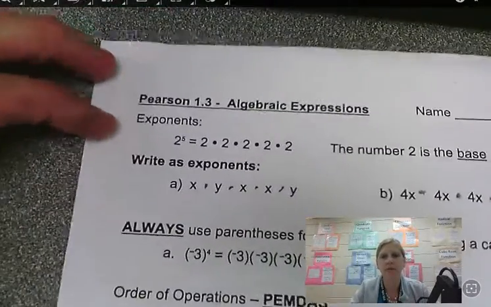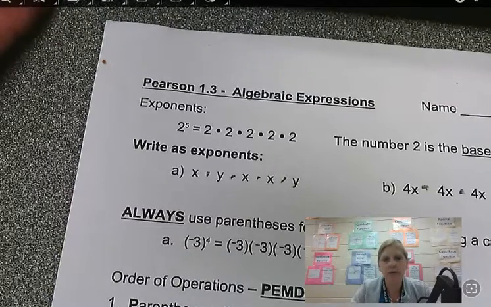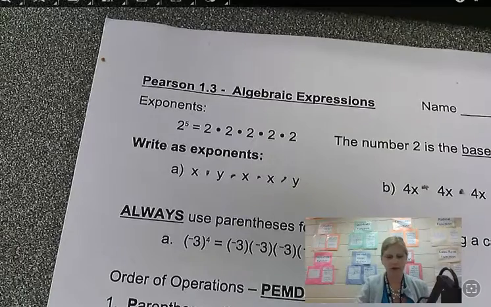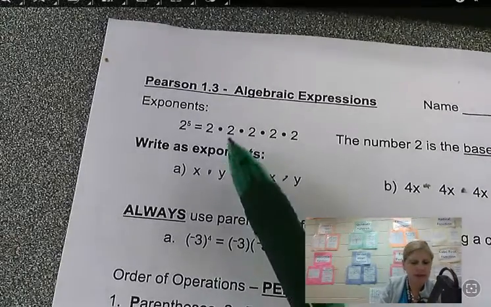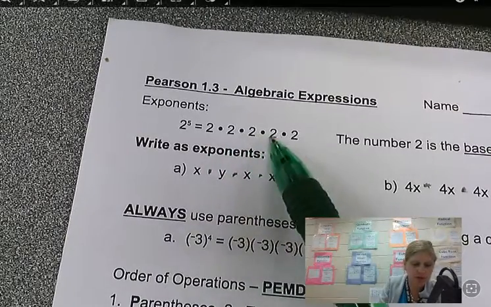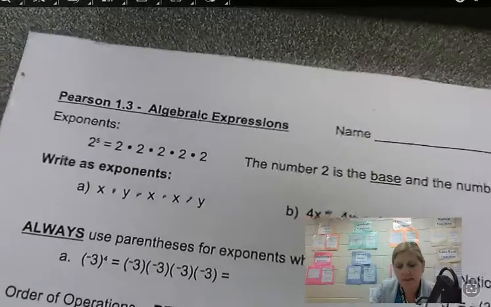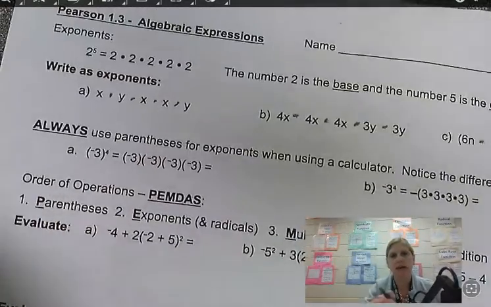Alright, today what we're going to do is look at algebraic expressions, and we're first going to start just remembering some of our exponents and how to solve these. So first what we have here is 2 to the 5th, and a little reminder that that means 2 times 2 times 2 times 2 times 2. We know that the number 2 is the base, and the number 5 is going to be the exponent.